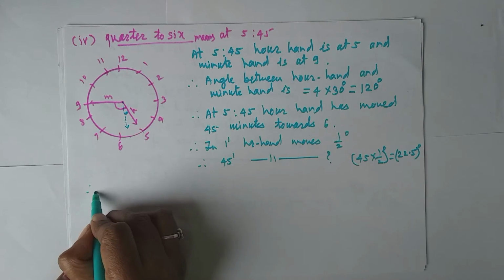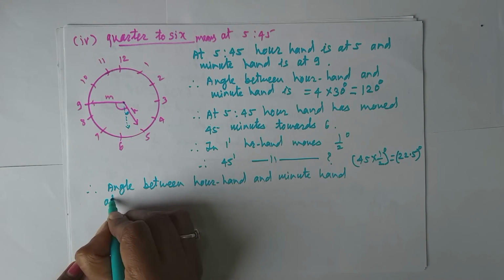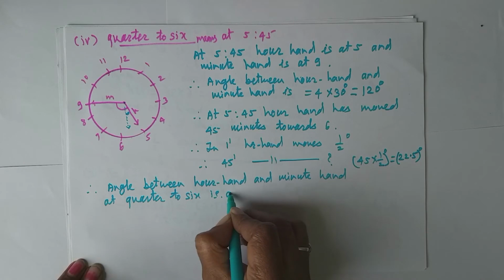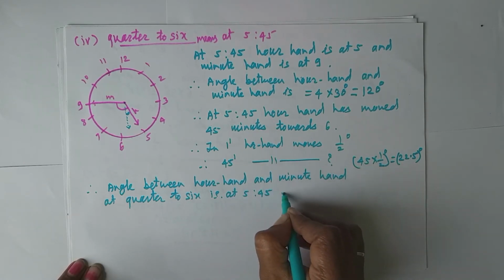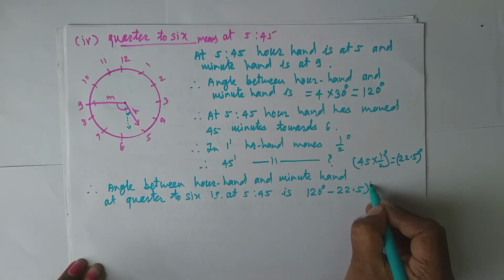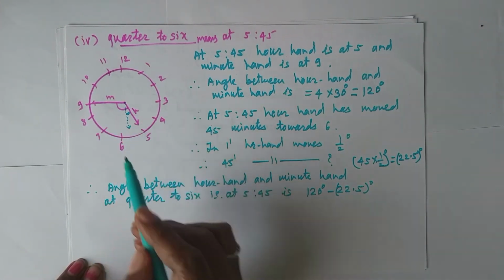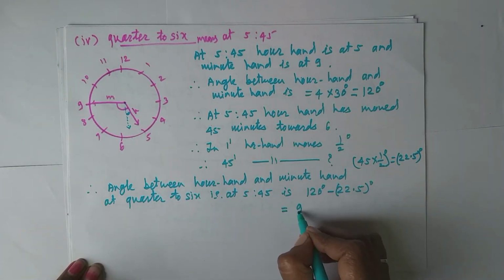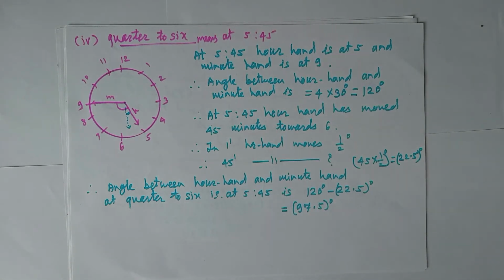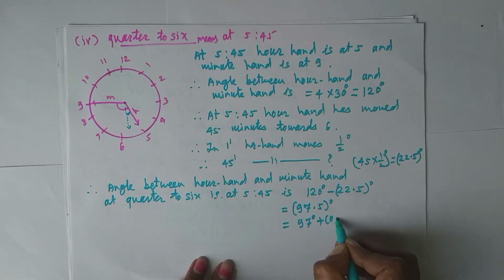Okay. Therefore you write down angle between hour hand and minute hand at quarter to 6, that is at 5:45, is 120 minus this 22.5 degree. I have to subtract this 22.5 degree from this 120 degree. Okay, and how much is this? This is nothing but 97.5 degree. You can write this as 97 degree plus 0.5 degree.